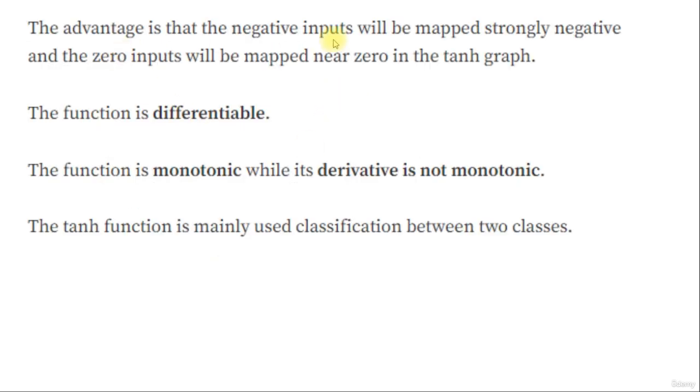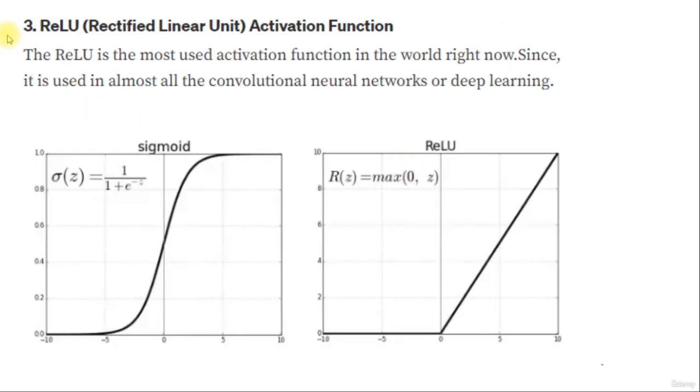The advantage is that negative inputs will be mapped strongly negative and zero inputs will be mapped near 0 in the Tanh graph. The function is differentiable. The function is monotonic, while its derivative is not monotonic. The Tanh function is mainly used for classification between two classes, again very similar to your sigmoid function.